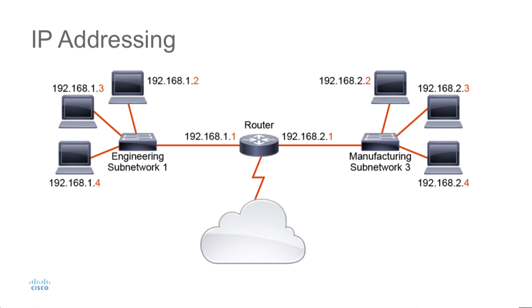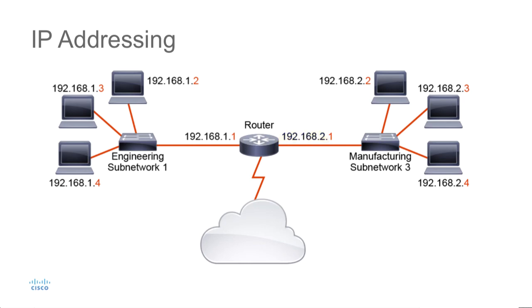On the opposite side of the router, we have the manufacturing subnetwork 3, which is on the 192.168.2 subnet. The router host address for that subnet is going to be .1, and then we're going to have .2, .3, and .4 respectively.